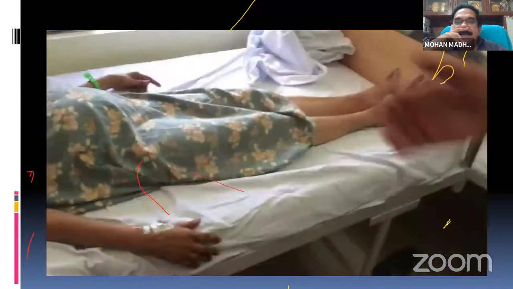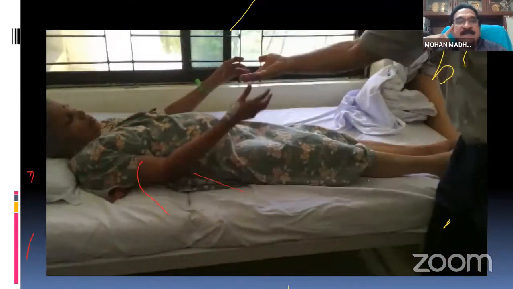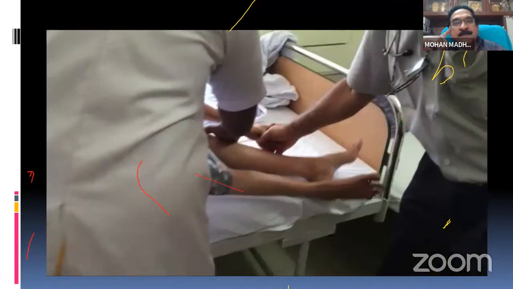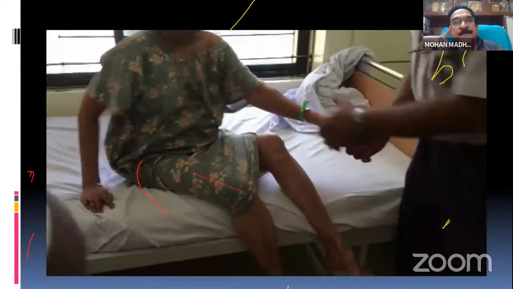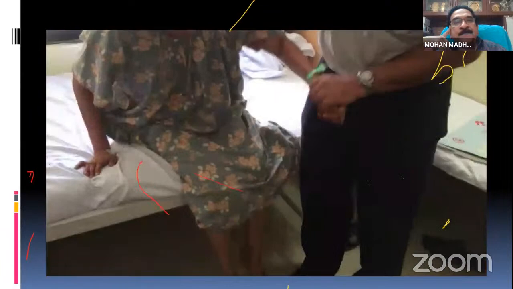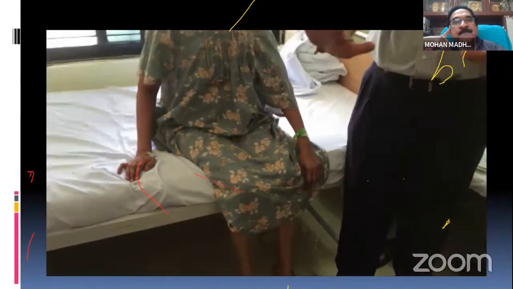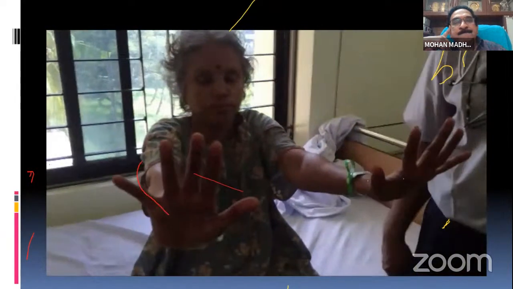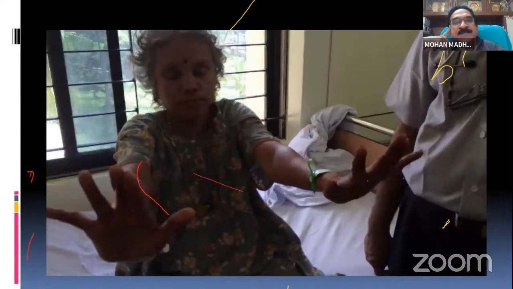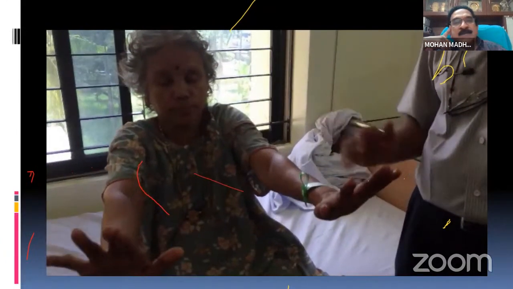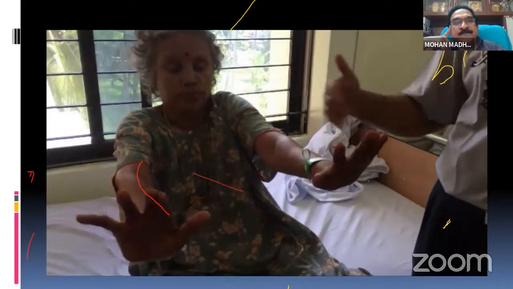Look at the stance and gait. Even while sitting, her trunk wobbles. See what is happening in the trunk. On closing the eyes, the trunk goes backward. When the trunk is swaying, that means severe postural control loss, even in the trunk also.